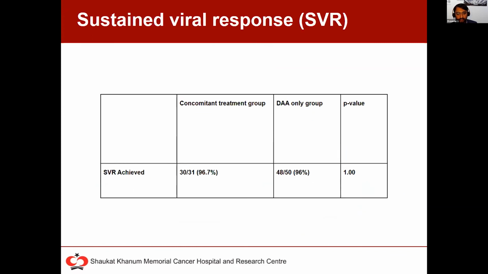As regards the SVR, it was achieved in 30 out of 31 patients in the concomitant group. So 96.7% of patients achieved SVR in this group, while 96% of the patients achieved SVR in the DA only group. The p-value was not significant as the number of patients in our study was very small.